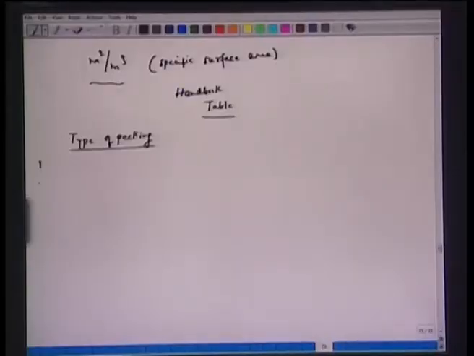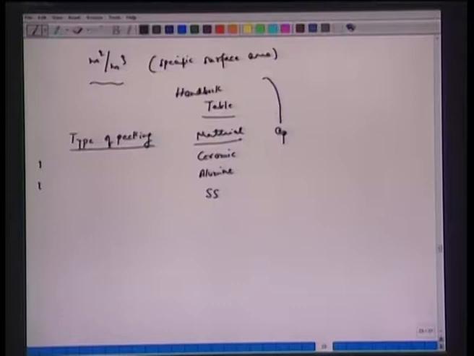and they have a very nice table, and they have tried to include most of the regular packings which we use. So if you look at type of packing, there will be serial number 1, 2, for example, type of packing, then there will be material here. So maybe it says ceramic. Most of the packings may be made of ceramics. It's also possible that they're made of alumina, stainless steel, etc. So the material of construction of the packing. Then there will be a column for AP. So this is the AP which we are talking about, meter square per cubic meter.